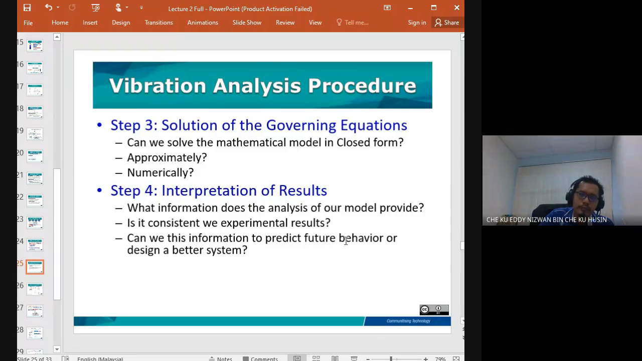So this is to predict future behavior, or design a better system. So for example, you find there is a resonance at 10 Hz. So now you want to change the natural frequency of the system to keep it away from 10 Hz. Your target is to move it to more than 15, and then you stiffen the structure. You cannot do it on the actual structure, because to modify the actual structure requires a lot of cost. You cannot just try and error. So that's why you do the try and error on the software.